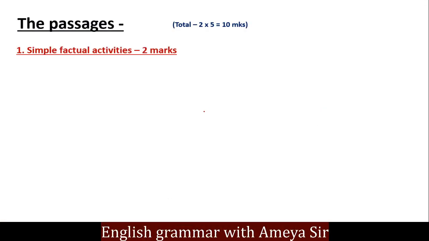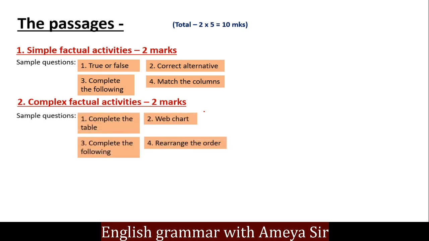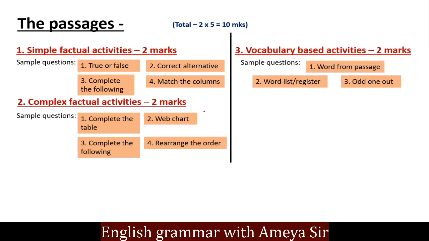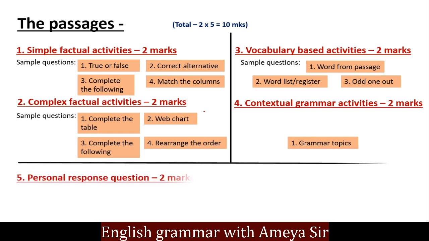The seen passages are for 10 marks, 2 marks for each question. There will be 5 such questions, so 2 fives are 10. The first question will be simple factual, where you have true or false, choosing correct alternatives, complete the following, or match the columns. The second one will be complex factual questions: complete the table, web chart, complete the following, rearrange them in order, arrange in sequence, chronology, something like that. The third one is vocabulary based. They would ask you to find a word from the passage, create a word register, or choose the odd one out with reason. That is important. Next, you would have grammar questions for 2 marks. Either there will be one big question for 2 marks, or 2 questions of 1 mark each. We have studied in the grammar topic that there were 21 different topics in grammar.